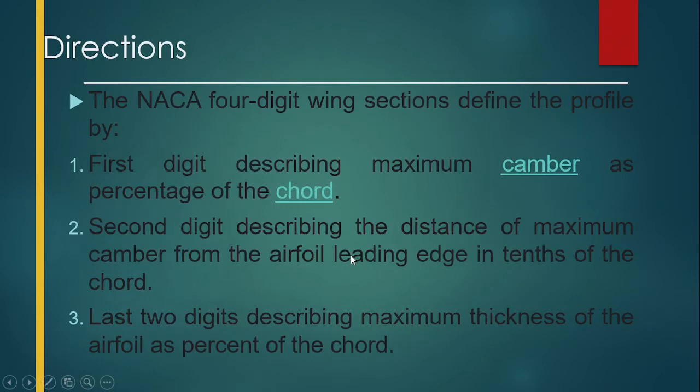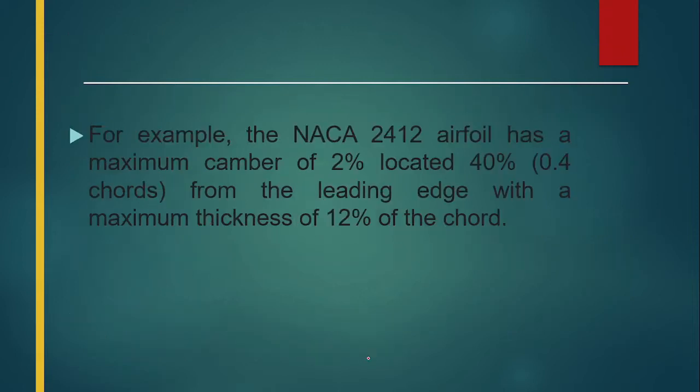So generally, a NACA 4-digit airfoil will have a name starting with NACA followed by 4 numbers. The first digit describes the camber as a percentage of the chord. The second digit describes the distance of the maximum camber from the leading edge. And the last two digits describe the thickness of the airfoil as a percentage of the chord. For example, a NACA 2412 airfoil has a maximum camber of 2% located at 40%, or you can say 0.4 times the chord from the leading edge.